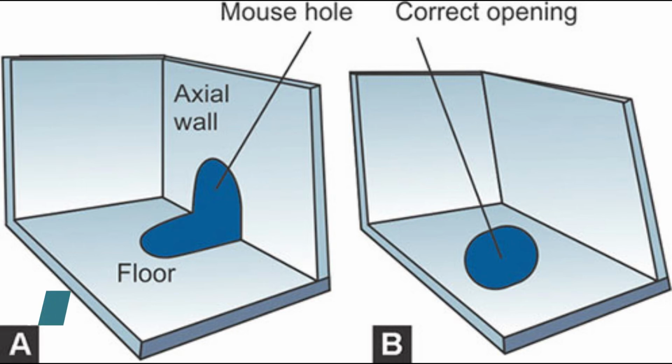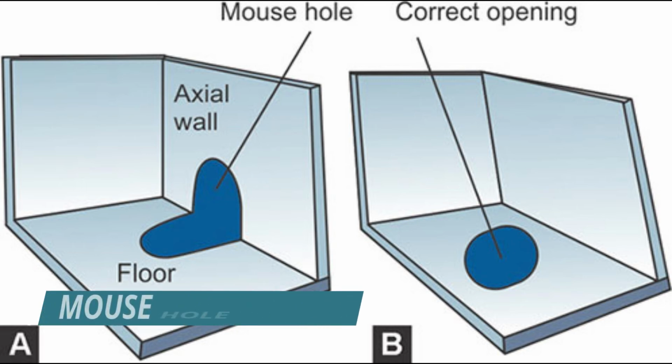What is the mouse hole effect? The mouse hole effect is defined as the extension of the orifice into the axial wall. It occurs because of under extension of the access cavity, which results in a hindrance to straight line access that may cause further procedural errors.